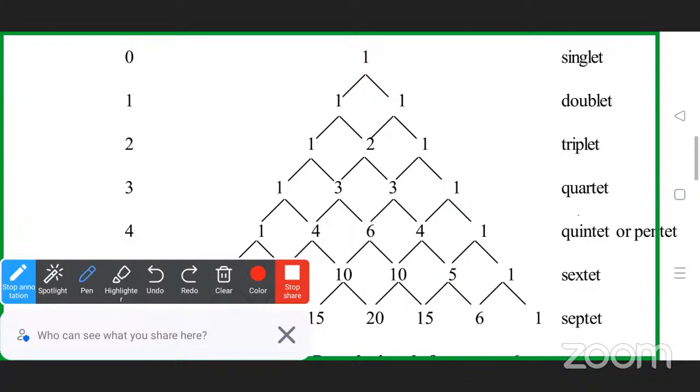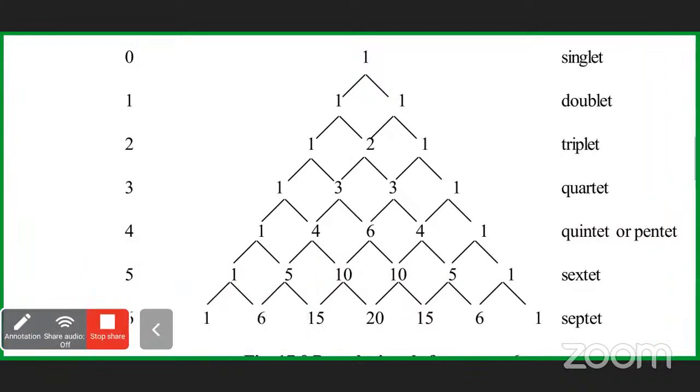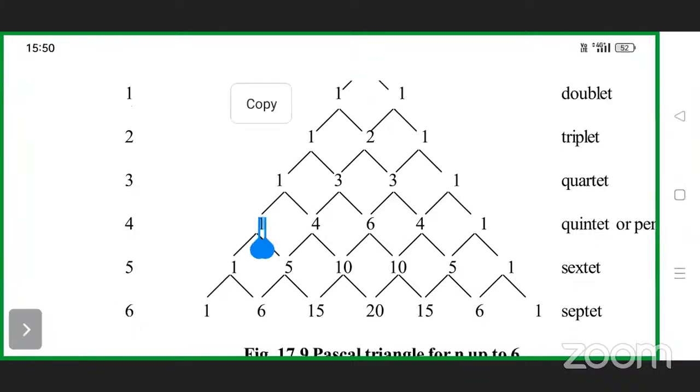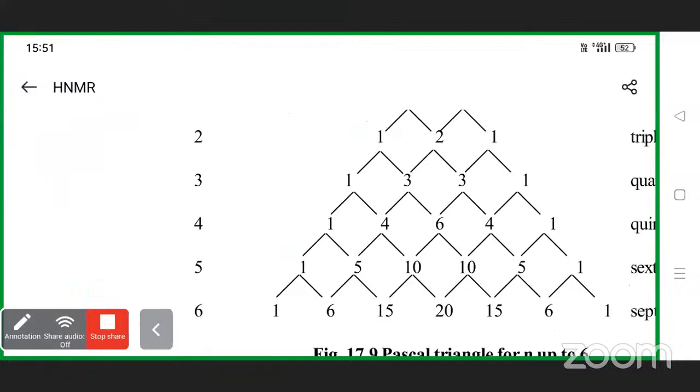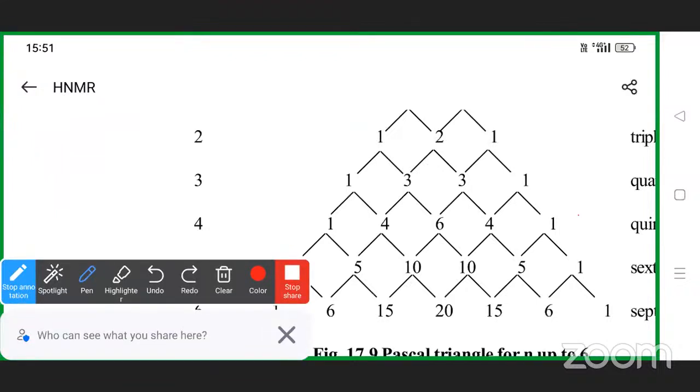For example, here n equals 4, so n plus 1 gives you the quintet. In the quintet, you see the first one and the last one signal height, line height, not signal. We cannot say signal here, because only one signal is there, and that signal further splits into lines, with different multiplicity.